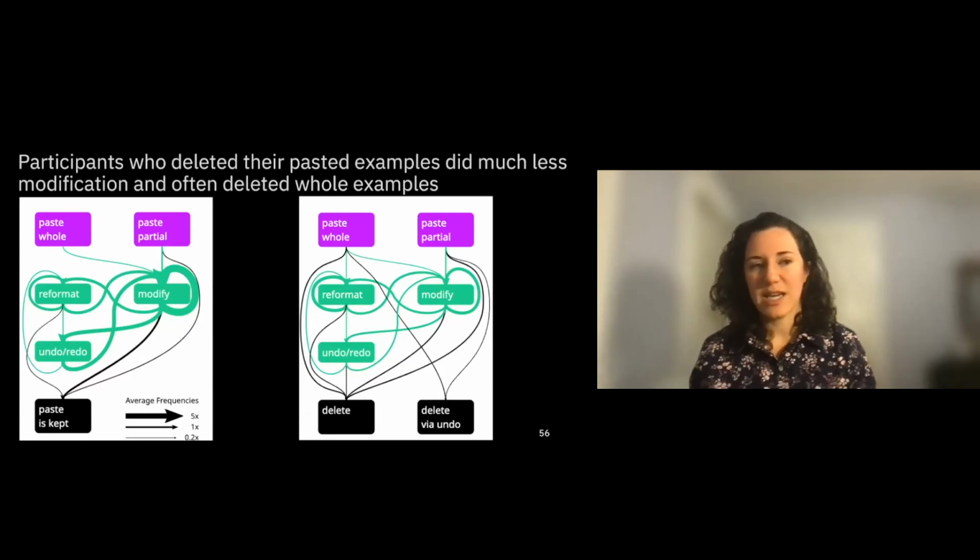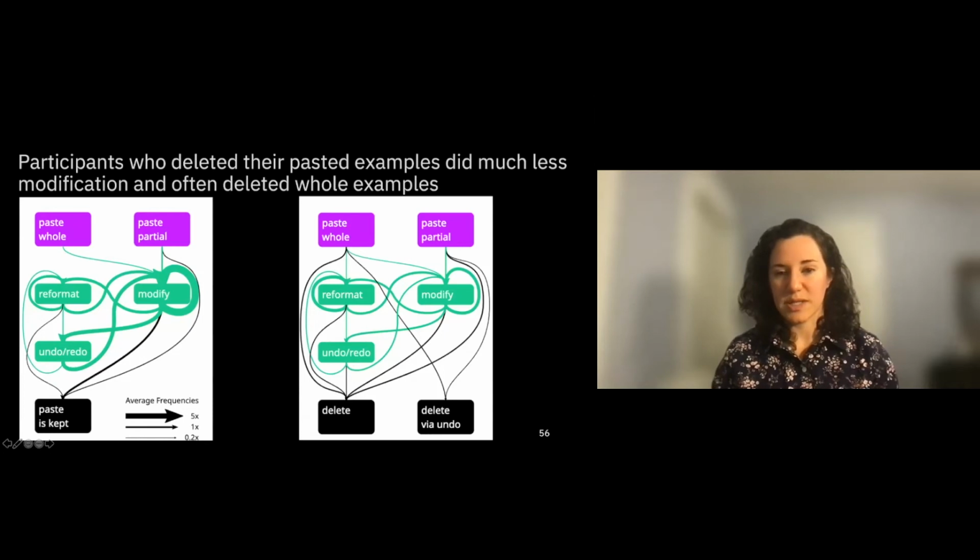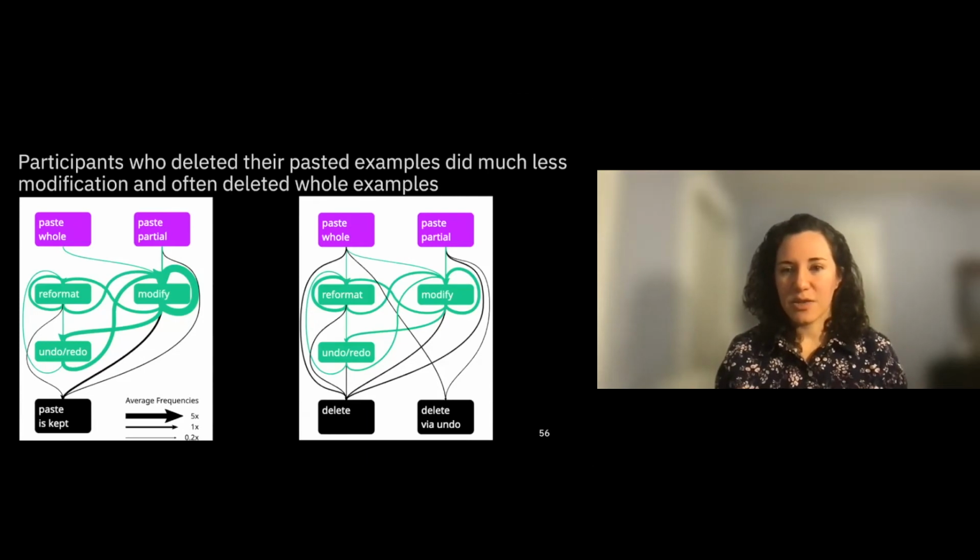And so this may indicate that there's a need for a way to store examples that people have found. That doesn't mean directly pasting it into your program and then needing to delete the whole thing later. But there's not really a very good way to deal with those examples that people found other than that. And so that may indicate that there is a need for ways to deal with external memory more effectively.